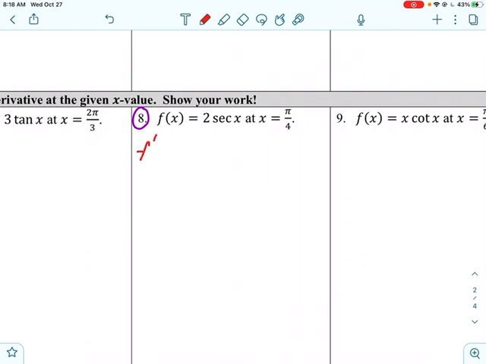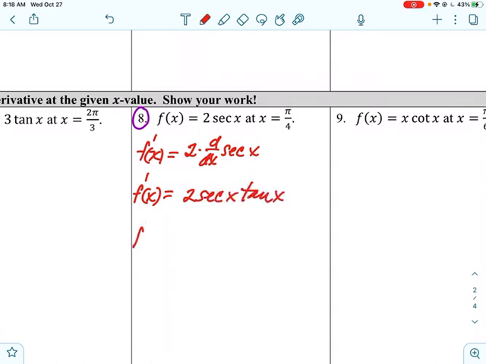So you have f prime of x, and we have a 2 times the derivative with respect to x of secant x. So we get f prime of x equals 2 times secant x tan x, and then f prime of pi over 4 is what you're looking for. So you're just going to input pi over 4, so instead of x in the secant x, you're going to put in pi over 4, and then tangent of pi over 4.